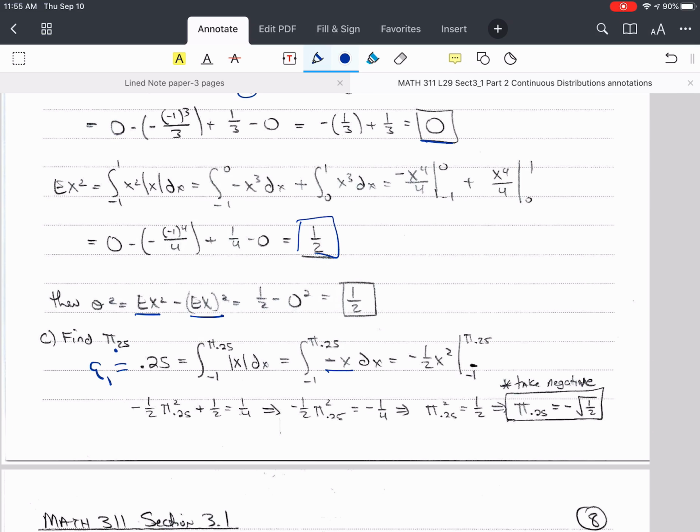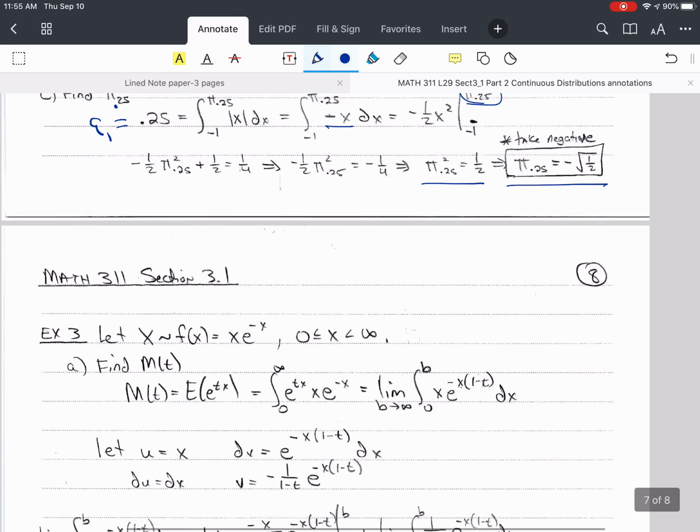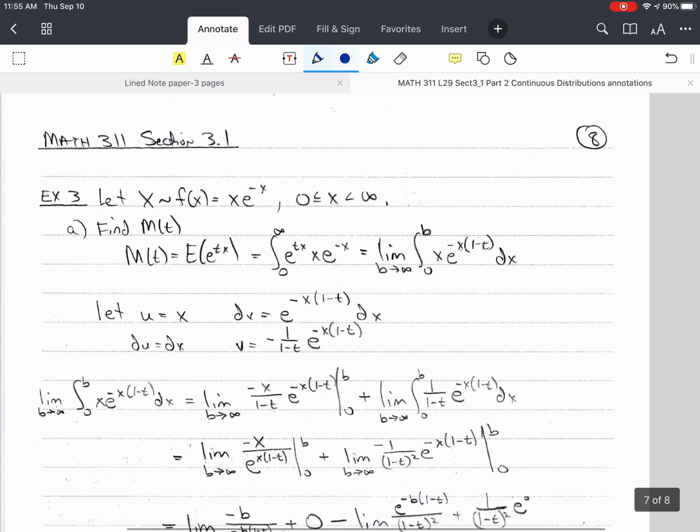So we use the negative value of x, we integrate from negative 1 up to this value, we solve, and we end up with pi of 0.25 equals negative square root of 1/2. We have pi sub 0.25 squared equals 1/2. We have to take the negative since we know that we're in the negative interval there, looking at the graph. So that's where the graph becomes pretty important in these solutions.